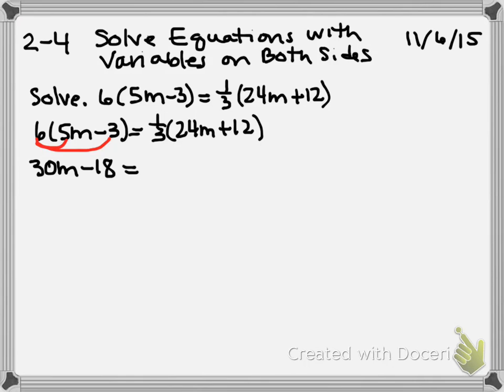This one gets a little trickier because of the fraction. What's 1/3 times 24m? 8m, because 3 goes into 24 8 times. And what's 1/3 times a positive 12? 4. I heard Patrick, I think, say it. Positive. Positive. We've got to put a sign in. Was that you, Liam? Sorry. So 3 goes into 12 4 times.